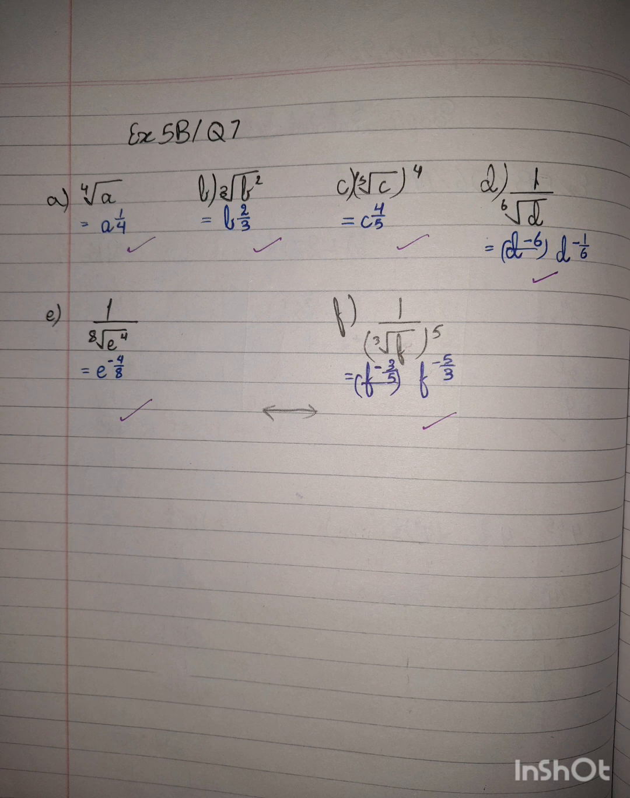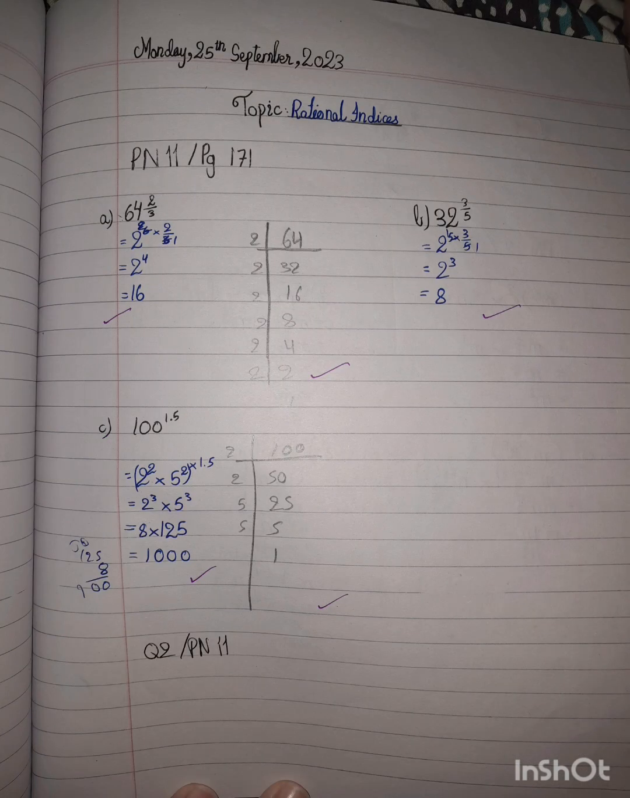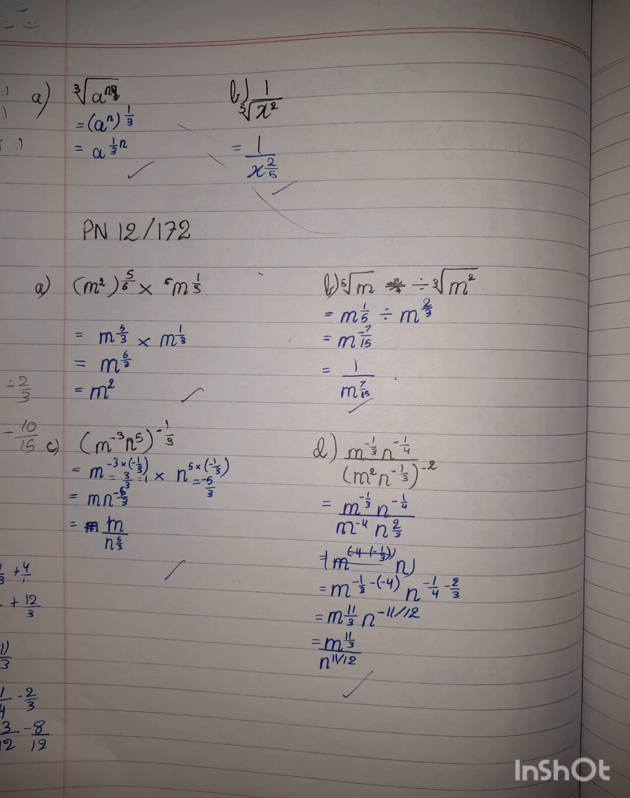So moving on to practice now 11, page 171. It is also based on rational indices. So you can say that we have taken the prime factorization, and then same method we have simplified and found the answer. These questions are different, as there are rational indices, but there are variables now. So we have simplified the variables and then found the final answer.